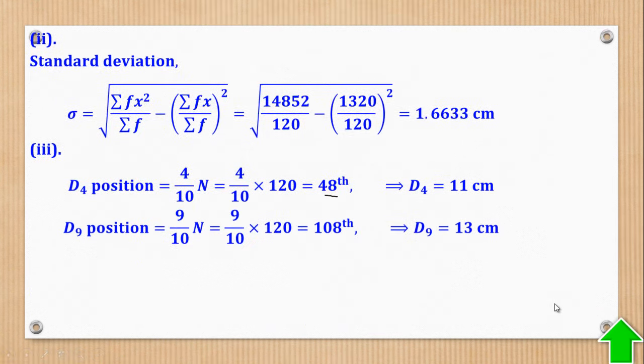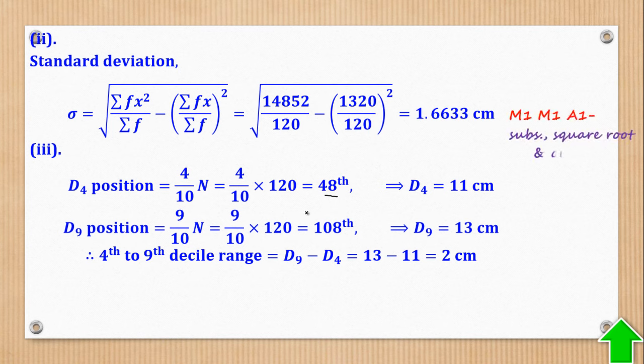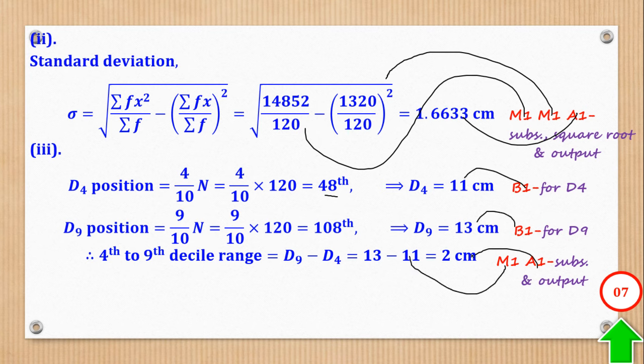Then the range means you subtract. When you subtract, you come up with that as our final answer. So this M1 was for the substitution, M1 was for the square root, and A1 was for the output. B1 for reading this value, subtraction, output.